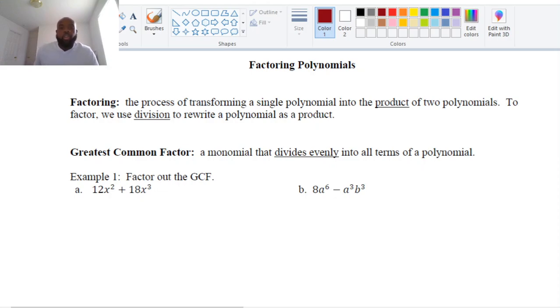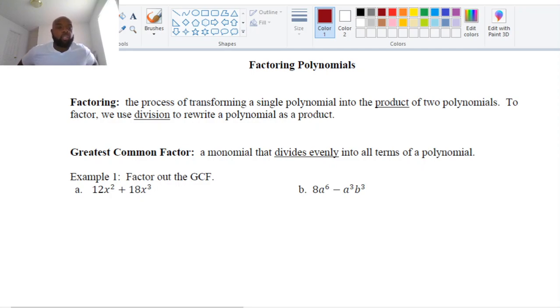In this video, we're going to talk about factoring polynomials. So we've already talked about how to add, subtract, multiply, and divide polynomials. And so we're going to get to factoring polynomials, which is a technique that is very useful for solving equations that involve polynomial functions, which we'll get to later.